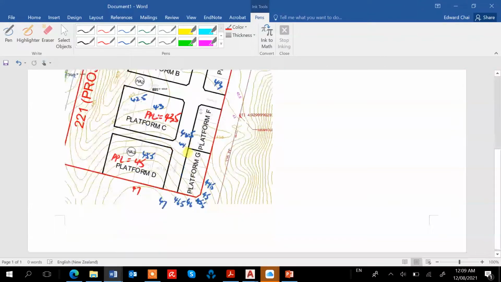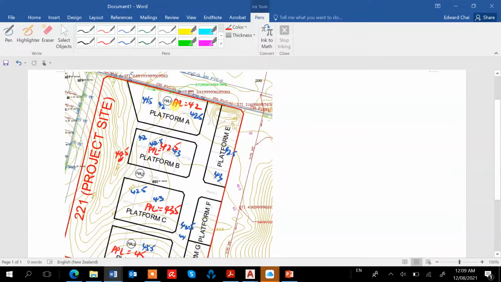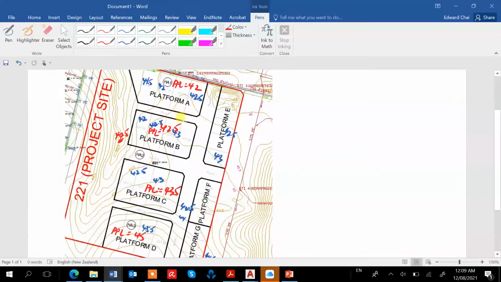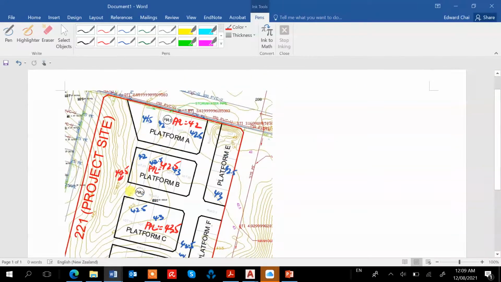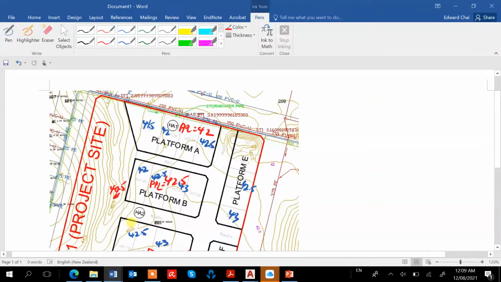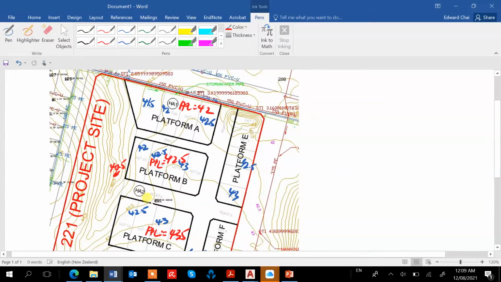Let's say this part here is between 42 to 42.5. So there's a minimum cut here, and then HA2, this part will be about, let me see, probably between 42 and 42.5, and the rod here probably is going to be somewhere in between 42.5 and 43.